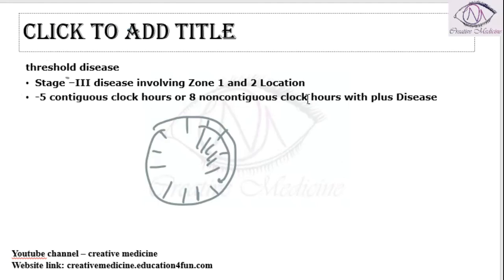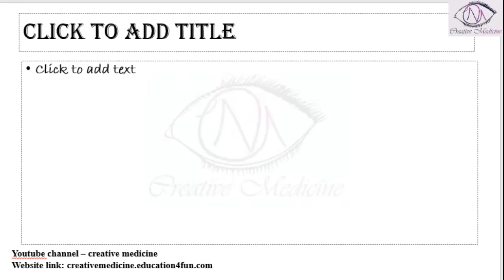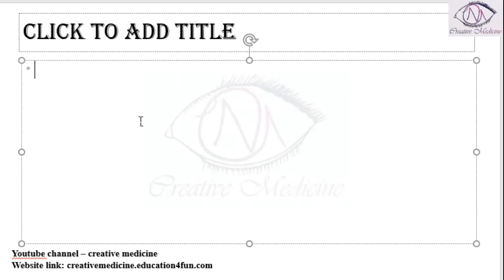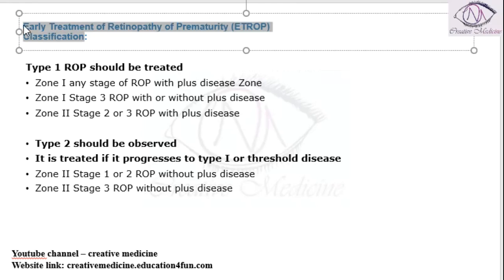Right, what is plus in this case? Plus disease means if arteriolar and venous dilatation is present, then it is plus disease. So this is the classification according to the early treatment of retinopathy of prematurity.